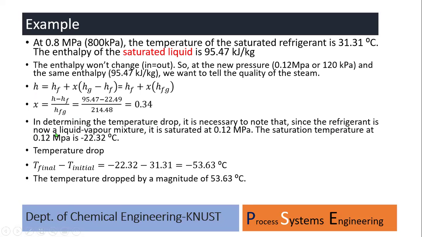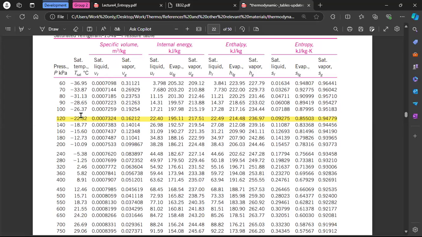Now, because the refrigerant is going to be a liquid vapor mixture, we can tell that from the quality. It's a liquid vapor mixture. It's saturated at 0.1 megapascal. So we can just read the saturation temperature. So if we go back to our table, the saturation temperature at that point was minus 22.32 degrees Celsius.